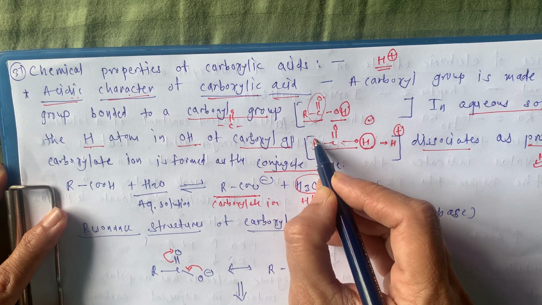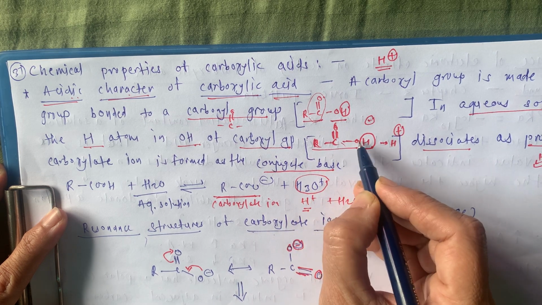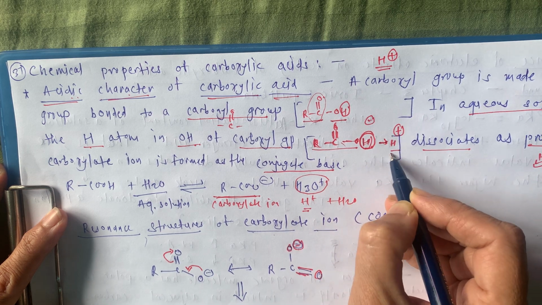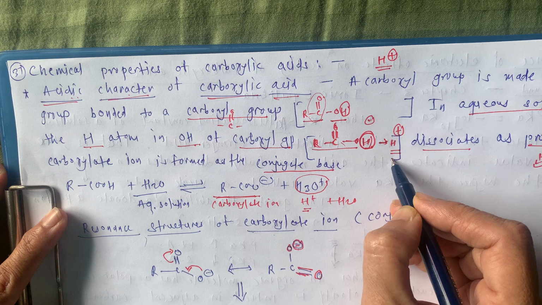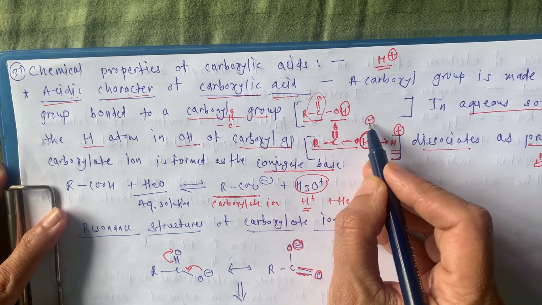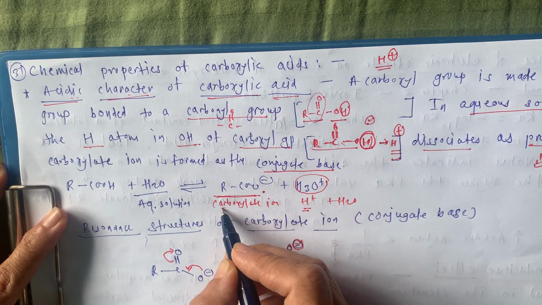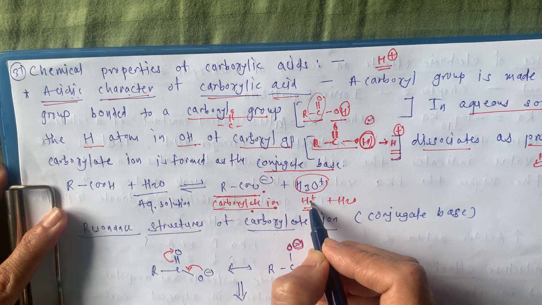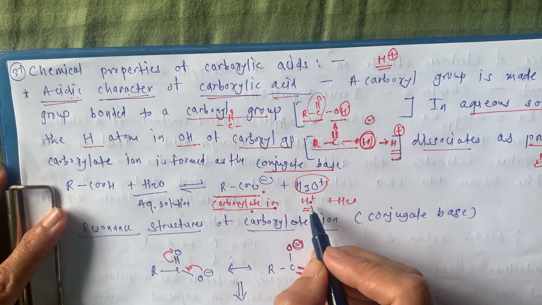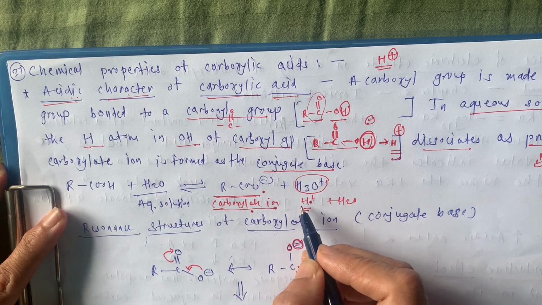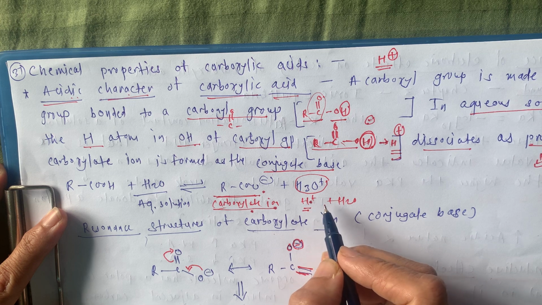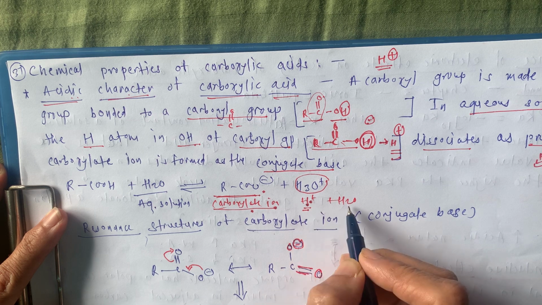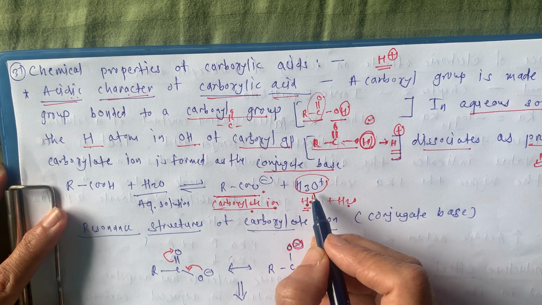This is R C double bond OOH. From this, H is dissociated as H plus, as a proton, and the remaining part is with the negative charge like this, and this is known as the carboxylate ion, which is the conjugate base, and this is the conjugate acid. What is this H3O positive? It is H plus and H2O. We know this very well from the last so many lectures. This is nothing but a proton with a water molecule, and that is H3O positive.